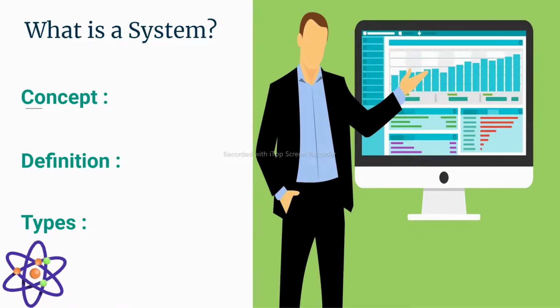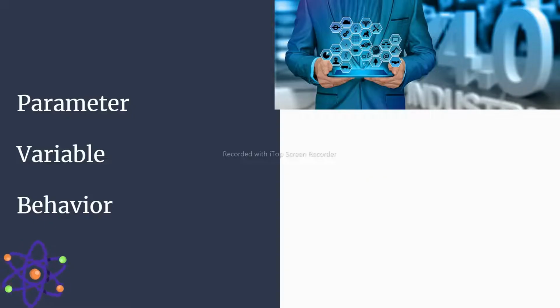So, the next topic is parameters and variables and behavior. So, what is a parameter here? Parameters are fixed values or constants within a system that define its structure or characteristics. For example, in a manufacturing system, the production capacity, the number of machines, and the available space can be considered parameters.